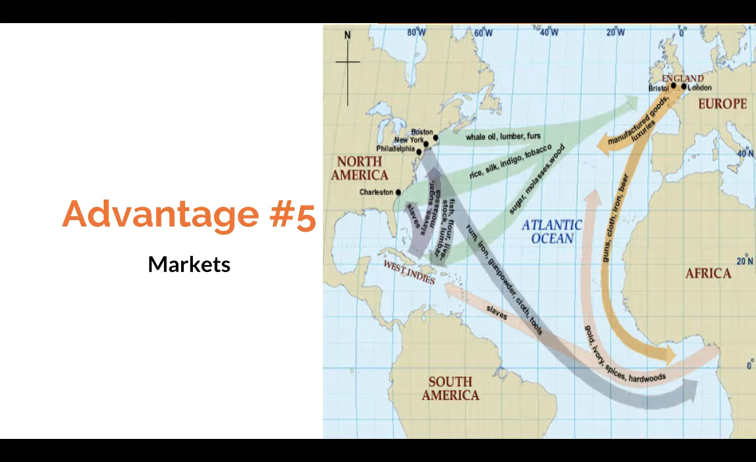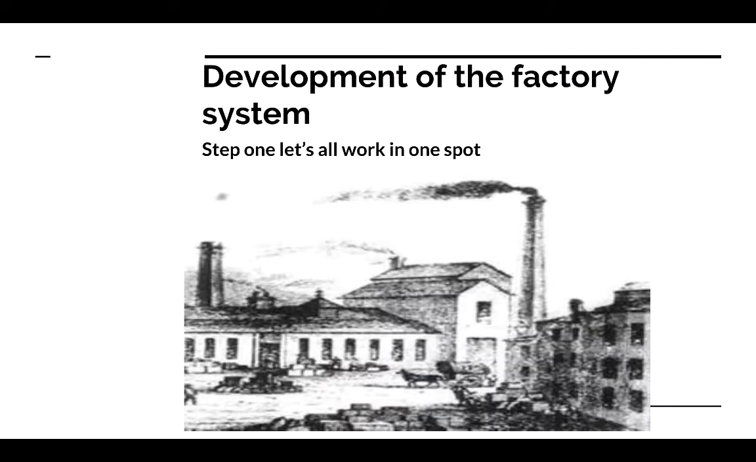Because you can make everything that you possibly want, but if you can't sell anything, what's the point? And so really what they're going to then start to do is consolidate work. Now, I'm going to talk about factories a little bit later, but the early step was this idea of getting everyone to work in one spot, okay?